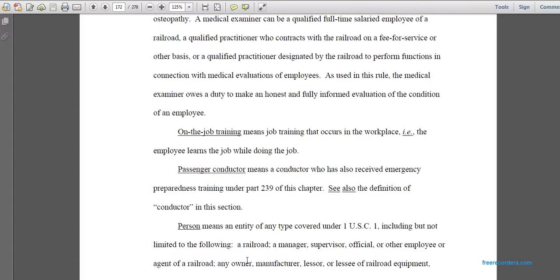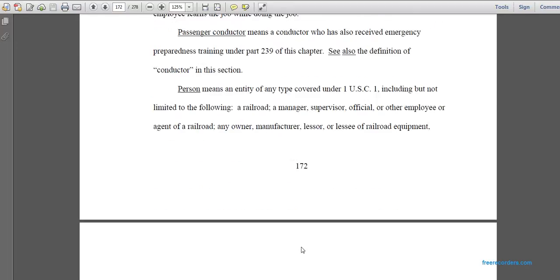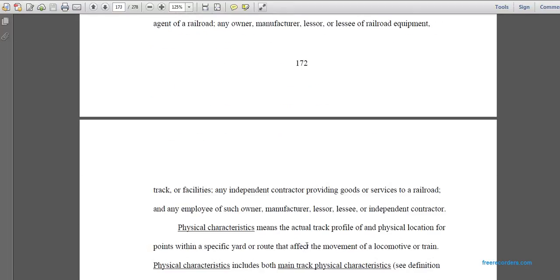Person means any type of entity covered under Title 1 U.S. Code 1, including but not limited to the following: a railroad, manager, supervisor, official, other employee, or any agent of the railroad, any owner, manufacturer, lessor, or lessee of railroad equipment, track, or facility, and an independent contractor providing goods or services to the railroad. Any employee, such as the manufacturer, lessee, or lessor, is independent of the contractor.